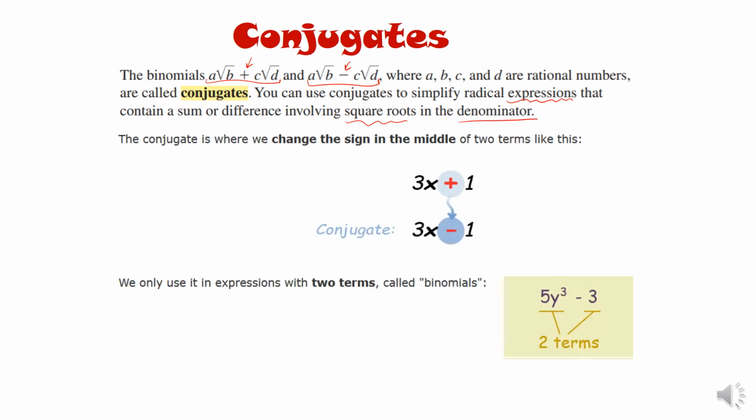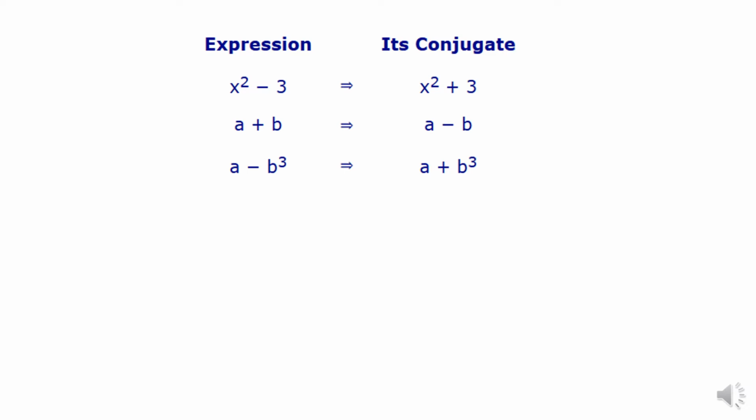So here's showing you again how to find a conjugate. Notice it's just the middle sign that's different. Everything else stays the same. And this is just reminding you that a binomial is an expression that has two terms, one with a radical. So here's some more expressions, and they're conjugates. You can see it's the exact same, just the middle is different.